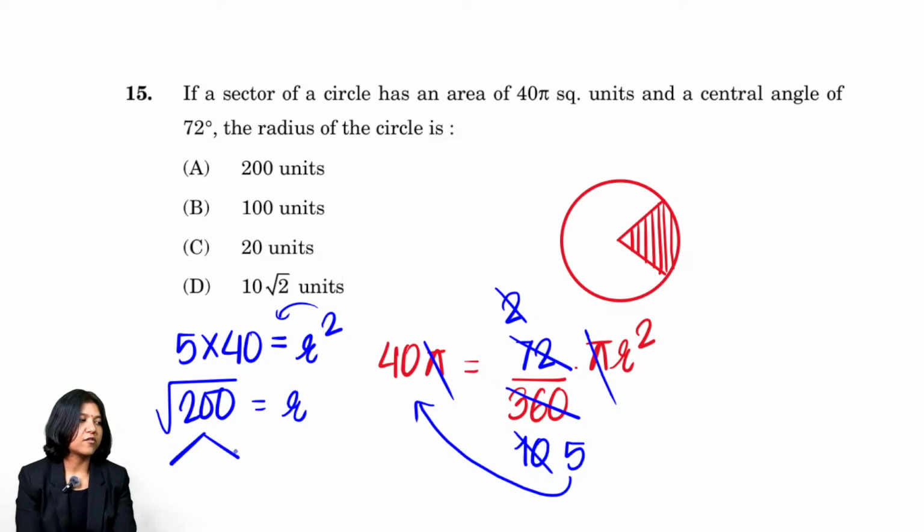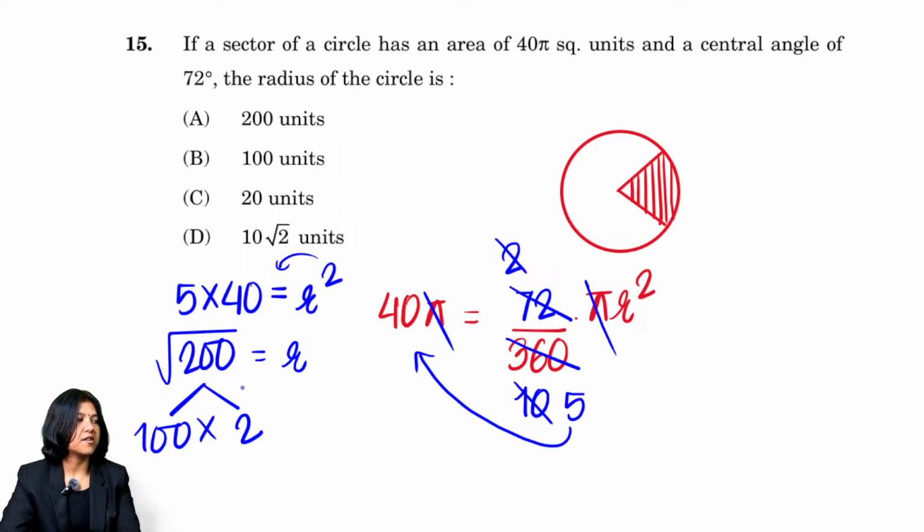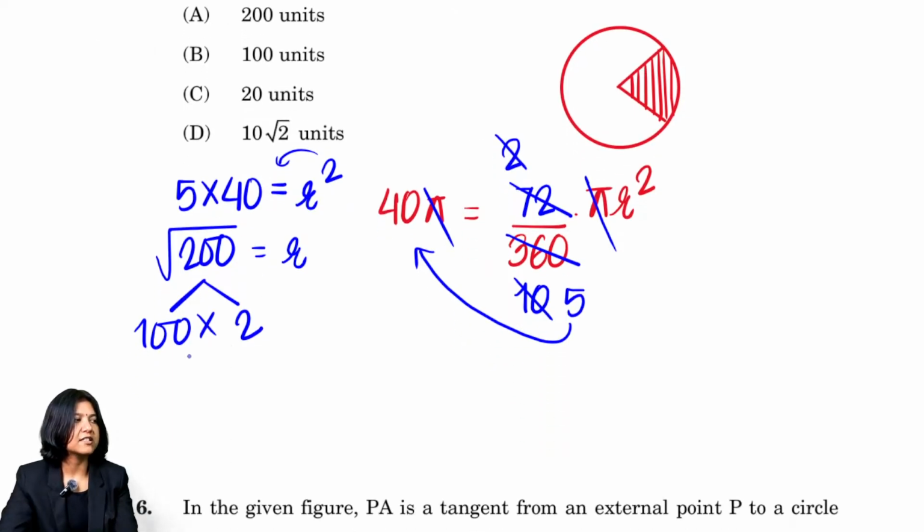I love to solve it in a way that I think of a multiple of 200 that is a perfect square number. 100 times 2 is 200, right? So if 100 times 2 is 200, then 100 is a square number. So if 100 is a square number, it's a square of 10. So I'll just write down 10 because it's inside the root, correct?